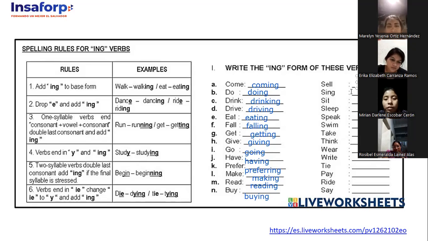Sing, singing, yes. Sit, sitting, with double T. Sleep, sleeping. Speak, speaking. Are you speaking English? A little bit. Yes, you are. Yes, of course. Swim, swimming, double M.